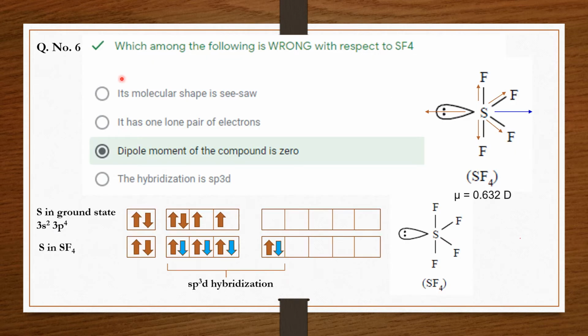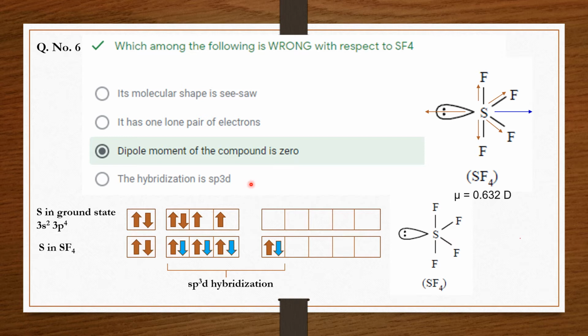The next question is, which among the following is wrong with respect to sulfur tetrafluoride? The options are: its molecular shape is seesaw, it has one lone pair of electrons, the dipole moment of the compound is 0, the hybridization is sp3d. First of all, let us consider the hybridization of SF4. The sulfur in the ground state has the electronic configuration 3s2 3p4. When fluoride ions approach, since there are four fluoride ions, one electron from the 3p orbital will be excited to the 3d orbital so that it can accommodate four fluoride ions, and the hybridization is sp3d.